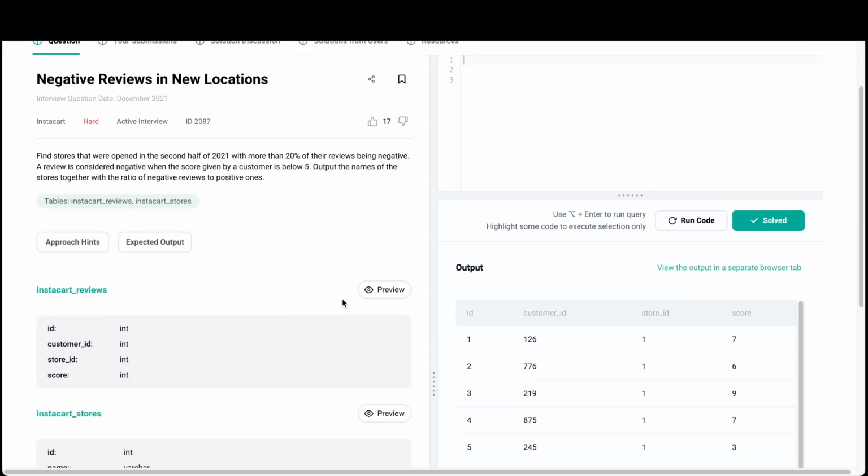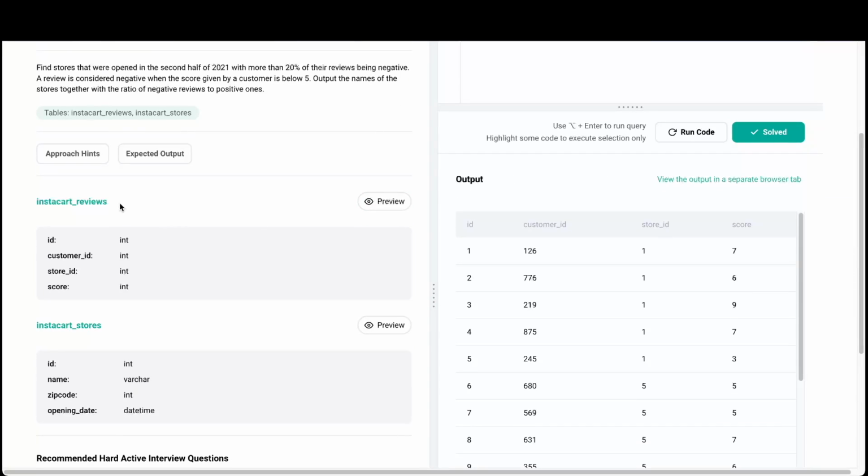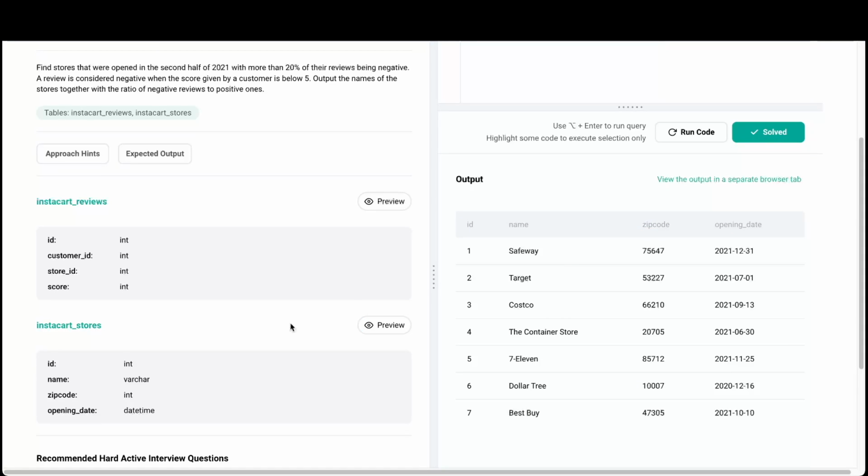So let's look at the data set. We're given two tables. One is a review and one is a store. In the review, we have 4 columns. We also have 4 columns in the store data. There's ID, customer ID, store ID, and score in the reviews, and information about stores in the stores table.